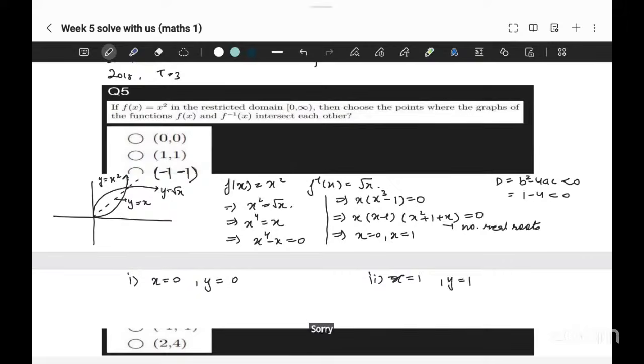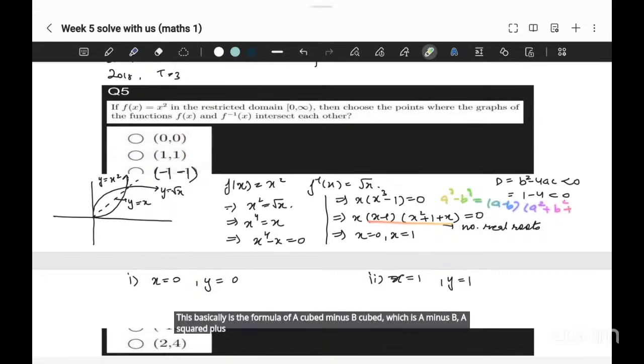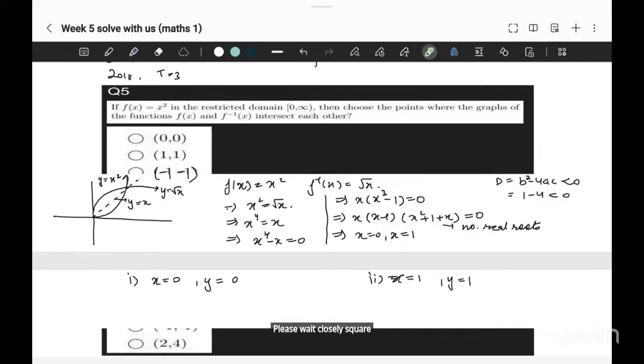Sorry, I did not understand the factoring part. The factoring part: what I did is this, till here this is fine. This basically is the formula of a cube minus b cube, which is (a minus b)(a square plus b square plus ab). This is just the formula of a cube minus b cube. Is this fine?